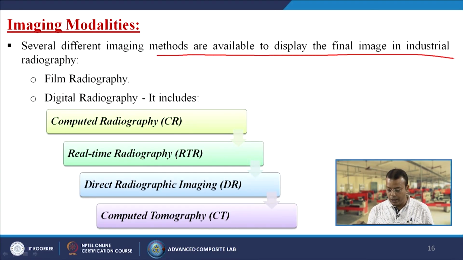Now, imaging modalities. Several different imaging methods are available to display the final image in industrial radiography. First one is called the film radiography, and second one is called the digital radiography. It includes the computed radiography, real time radiography, direct radiographic imaging, and the computed tomography.